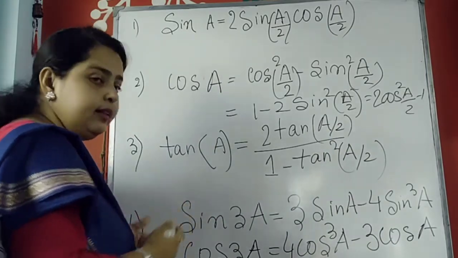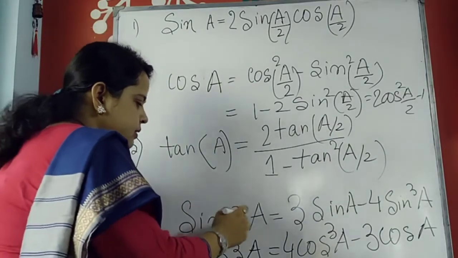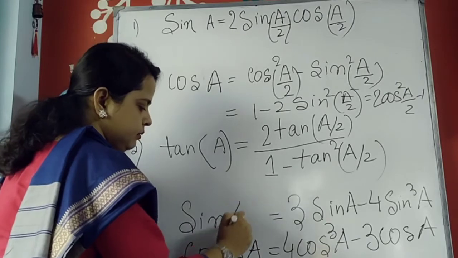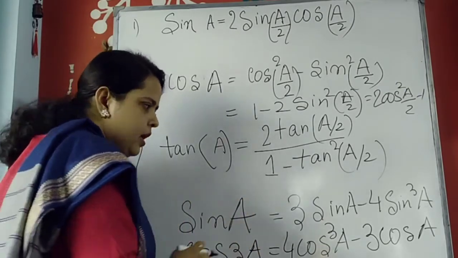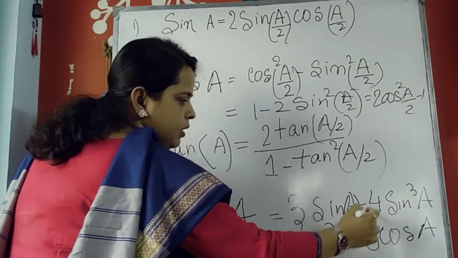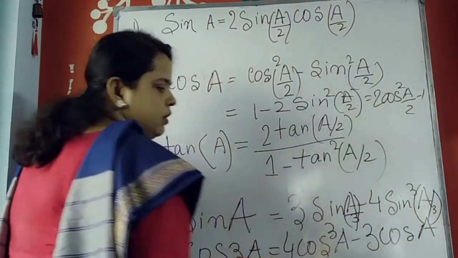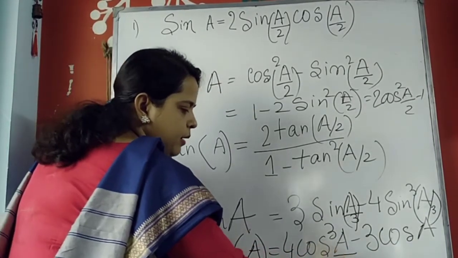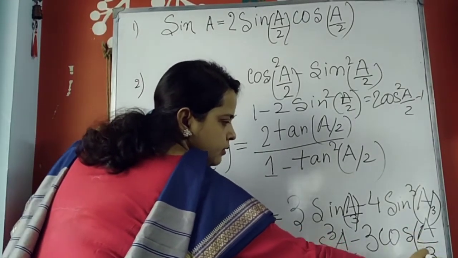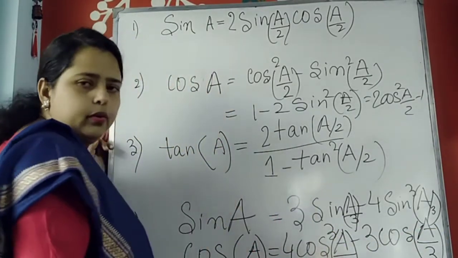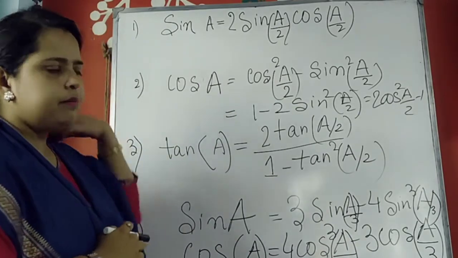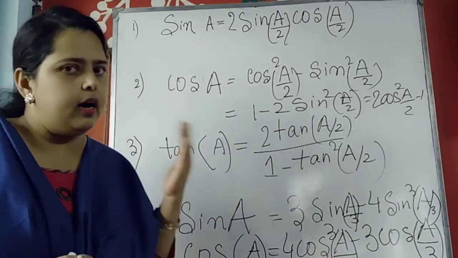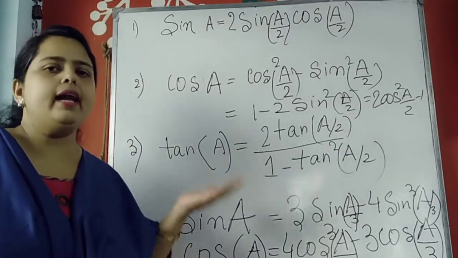Understood? What about sine 3A? In sine 3A, if the angle is one-third now, then 3A will become A only. 3A will become A, and this is A by 3, and this will also be A by 3. Understood? When it is becoming A, then this is also A by 3 and A by 3. Okay, so this is how the list of multiple angles can be relisted with the A by 2s and A by 3.